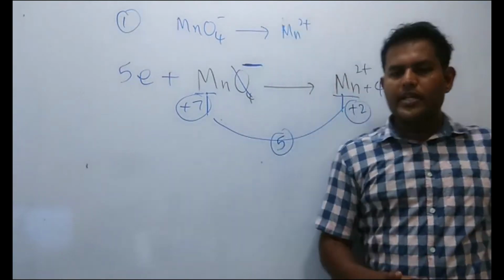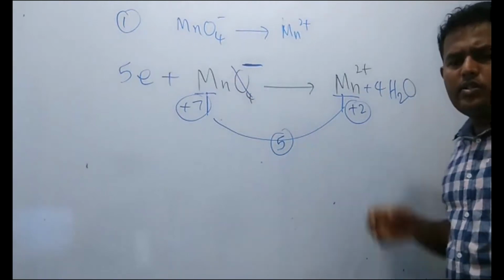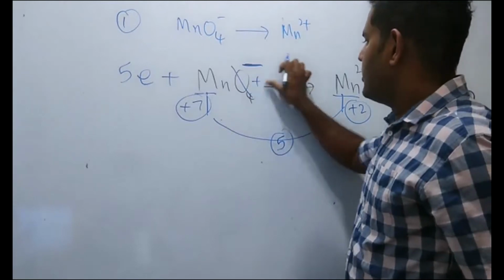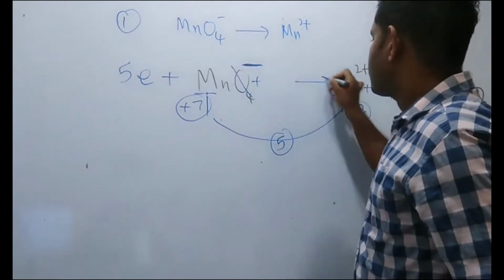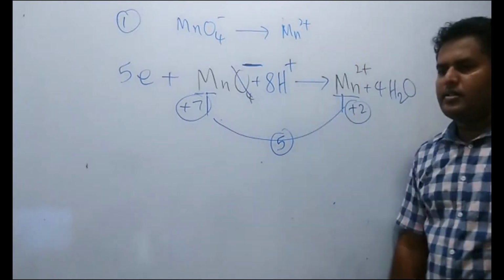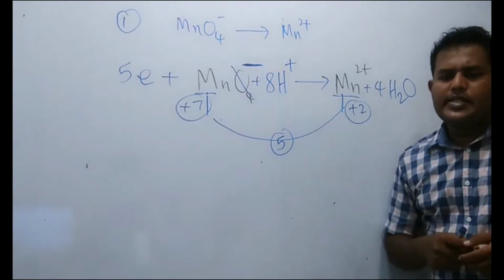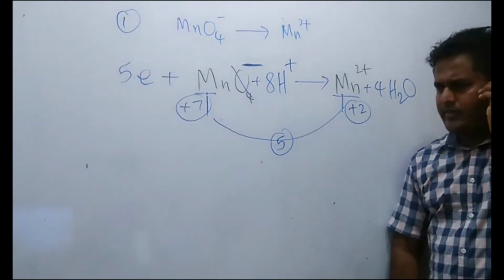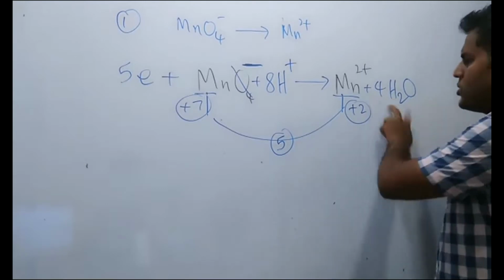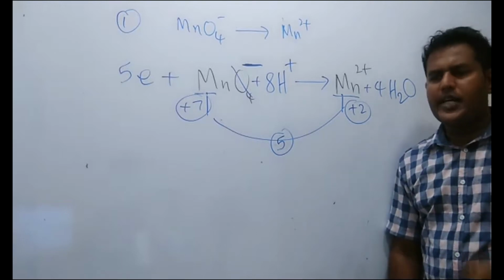In order to balance the hydrogen difference, we have to add H plus. 4 times 2, 8. So we should add 8H plus. Right? That's the point. So then check the charge.